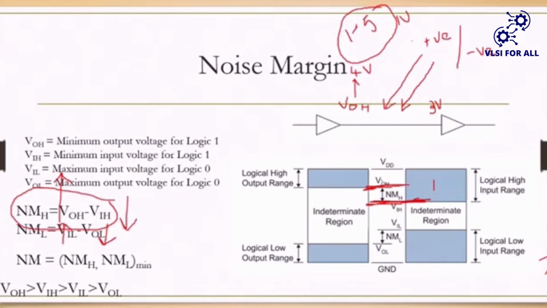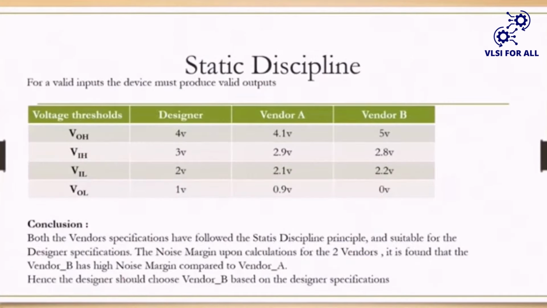Okay, so you take the order. The first one, the second one, the third one and the fourth one. The topmost must be VOH and the leastmost must be VOL. That is, here I have written VOH, VOL. This must be the hierarchy.